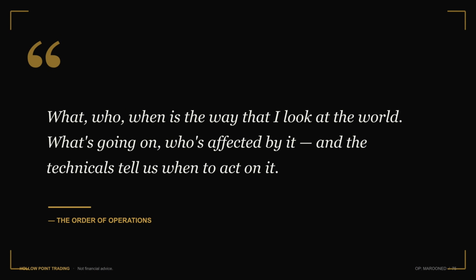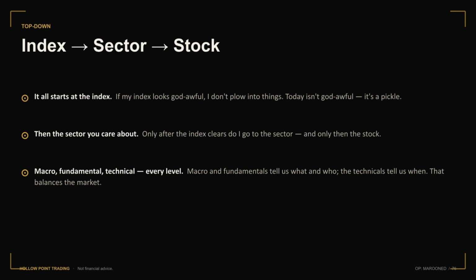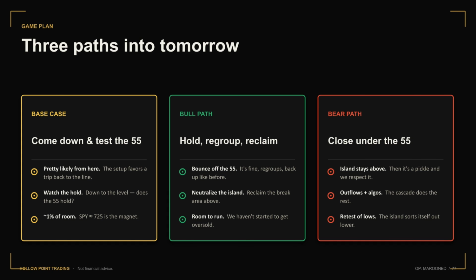Looking at the world, I break it down into 3 core components: what is happening, who is affected by it, and the technicals that dictate when it is the right time to take action. My process is top-down. I start with the index, then move to the sector, and only then evaluate the individual stock. If the index isn't cooperating, I don't force trades into individual names. Every level requires analysis. Macro trends define the what and who, while our technical indicators define the when. This approach creates a balanced perspective on market volatility.